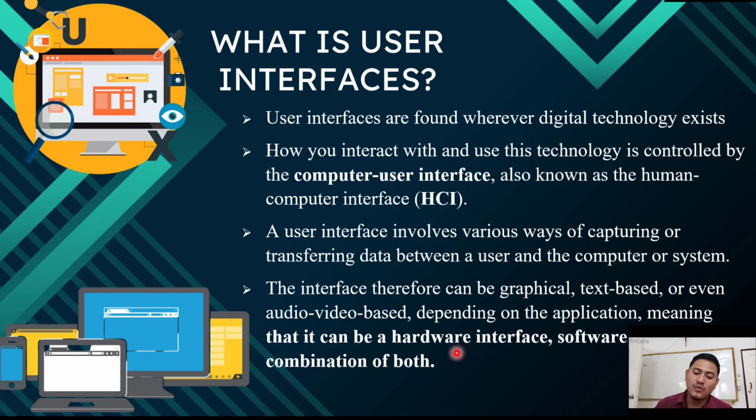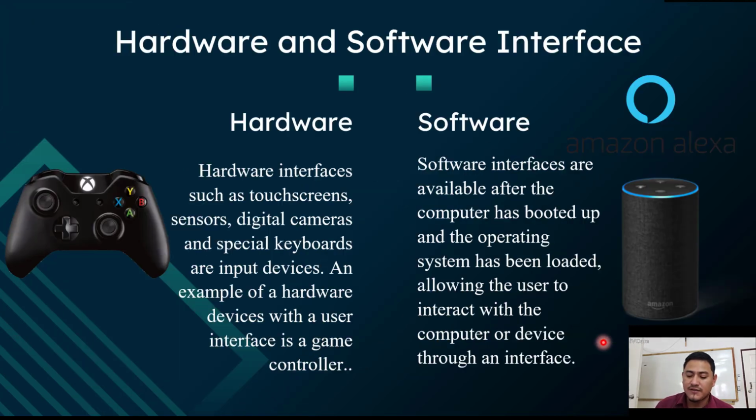So let's move on to what are the hardware user interfaces and what are the software user interfaces. Hardware user interfaces, such as touchscreens, would be an example. Sensors, which I just mentioned, digital cameras and special keyboards are input devices, and these are examples of devices that have some user interface. For instance, this controller here is a gaming machine, but the fact that I can hold it in my hand and press buttons and the buttons do a command, whatever I see here, this is called a hardware interface.